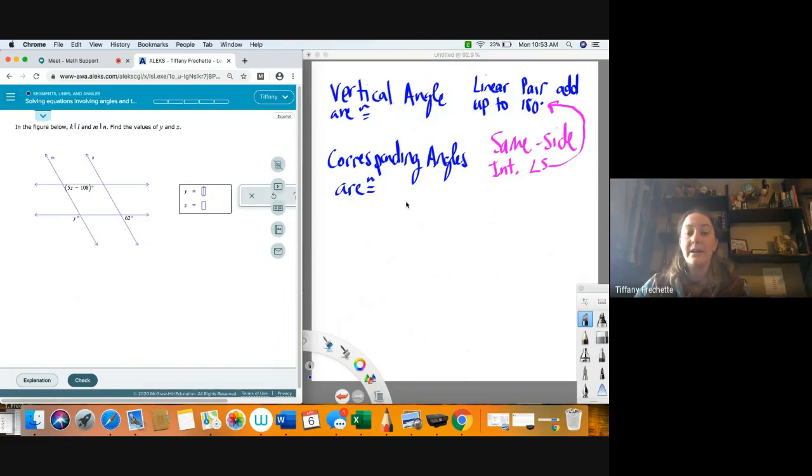you can draw a little diagram by vertical angles. You can draw a diagram by corresponding angles. So you can draw all of these things. I just don't have room to keep them here.